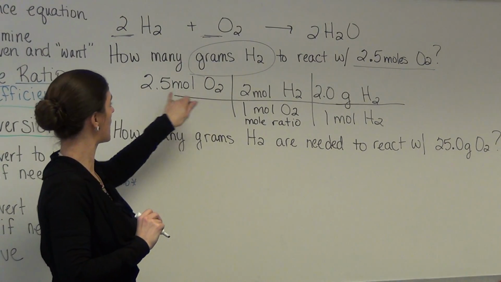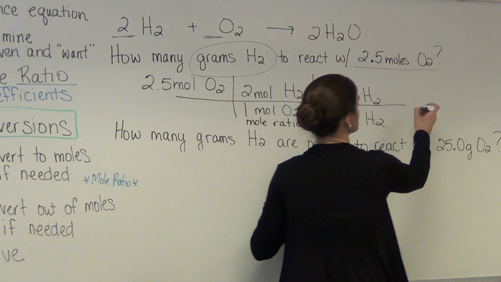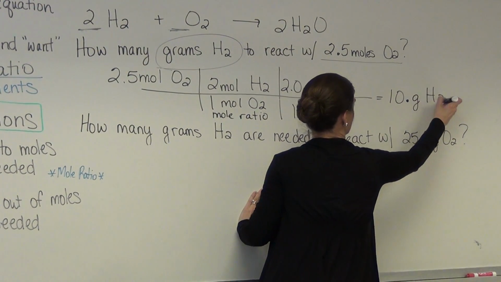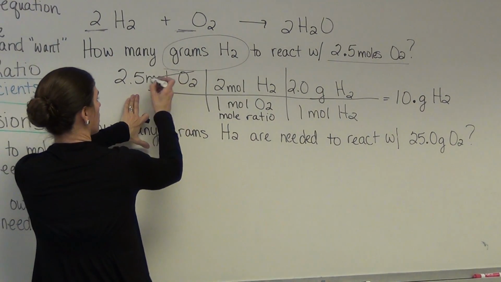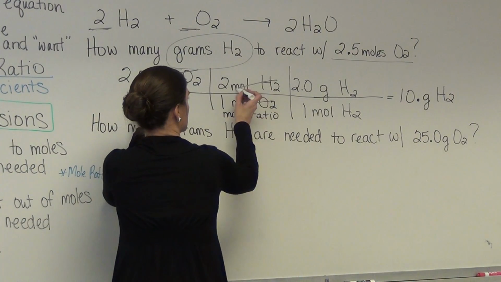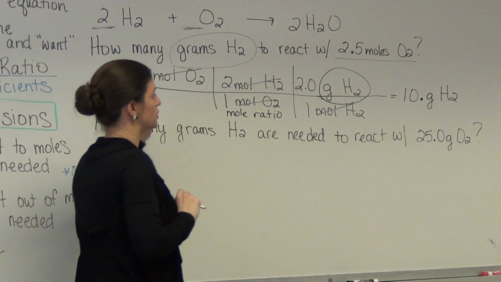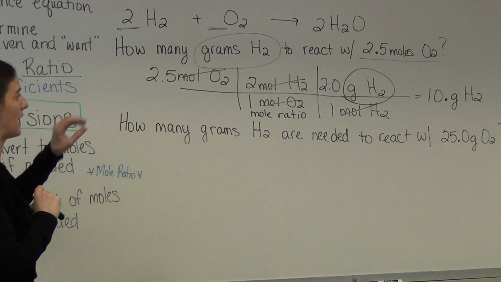We're going to multiply the top: 2.5 times 2 times 2. And you should get 10 grams of H2 on your calculator. You can check your work, make sure that all of your units cancel, except for what you were trying to find, in this case, grams of H2. So that's a mole to gram problem, or mole to mass.